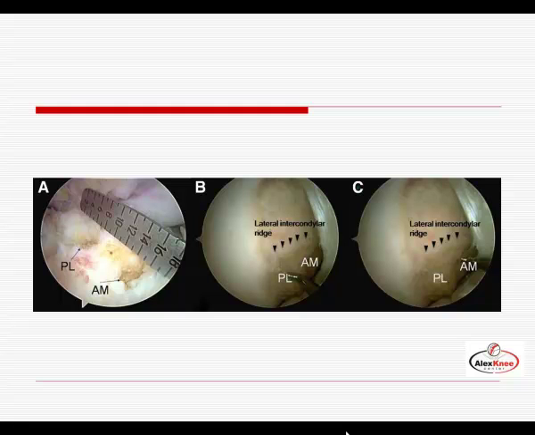Another view to show you: whenever you measure first the distance of the intercondylar eminence at the tibia, it should exceed 14 millimeters to be able to do double bundle ACL reconstruction. Here is the site for the PL from the tibia, and here is the site for the AM bundle from the tibia. At the femur, this is again the lateral intercondylar ridge that your work should be distal to, anteriorly PL, posteriorly AM.